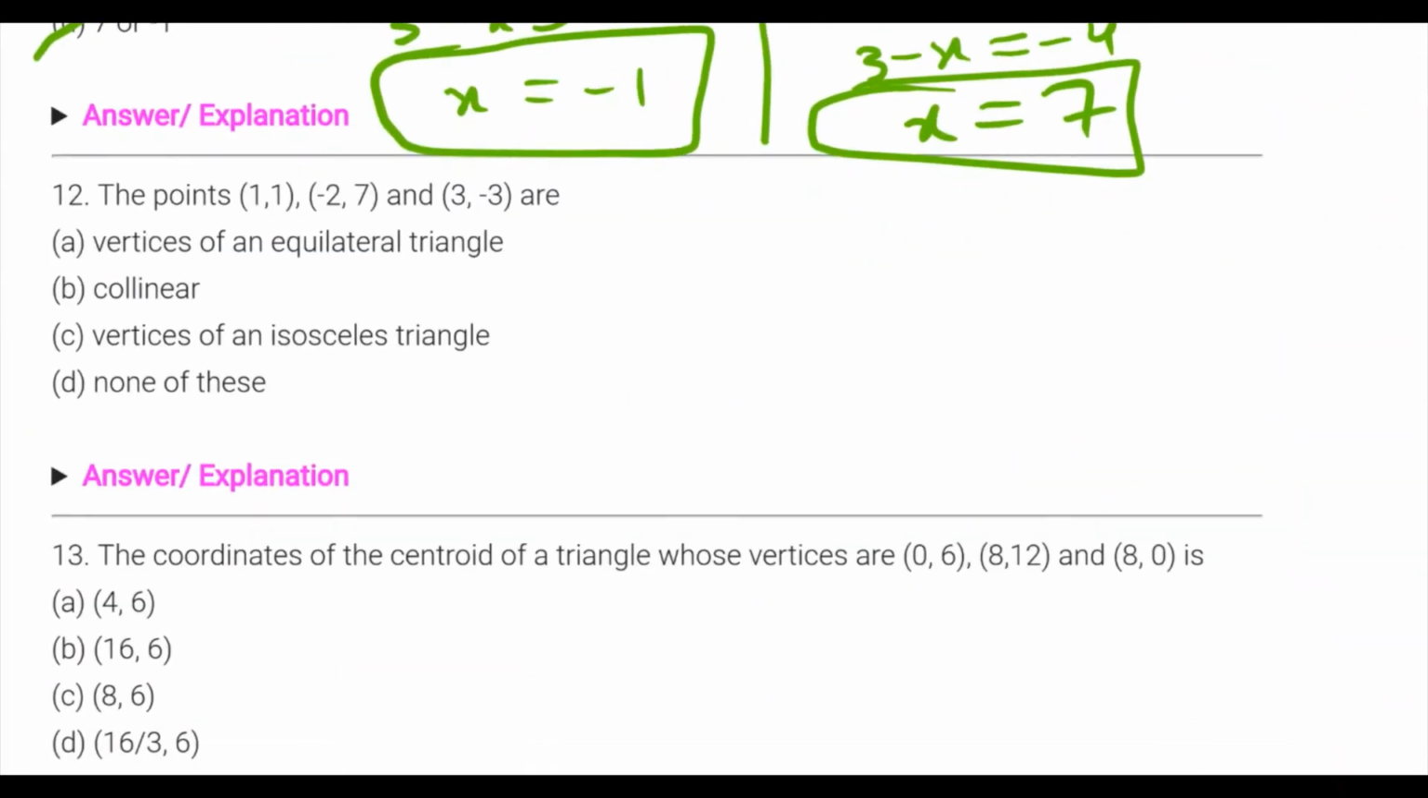You can just pause the video and do the calculations. Because there are a lot of MCQs, I am just doing it directly.